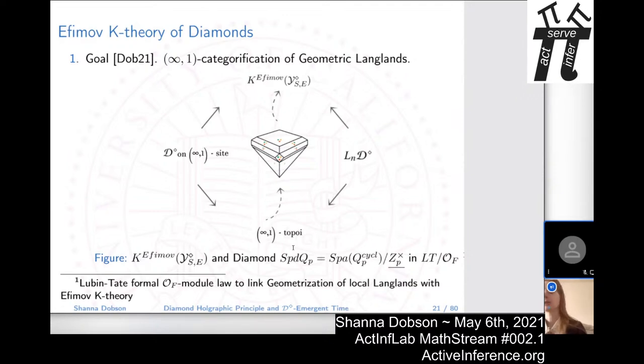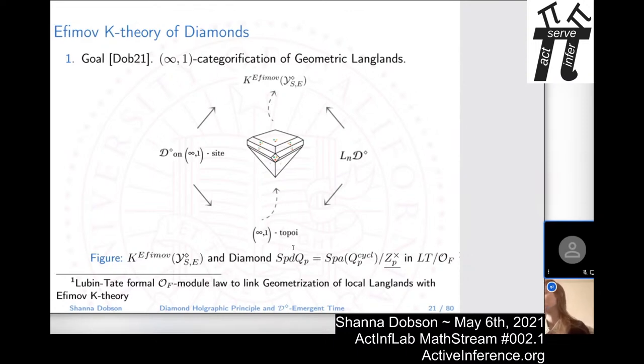All right, and so you can also interpret these L_n in terms of, I have a little note there about a Lubin-Tate formal sheaf module. This is a link. Once again, one of these higher unified theories, you can maybe link the geometrization of local Langlands with Efimov K theory. So I'm just putting in some super mathy things because some people wanted some mathy things. All right, so that's Weinstein's work, which is really pretty.